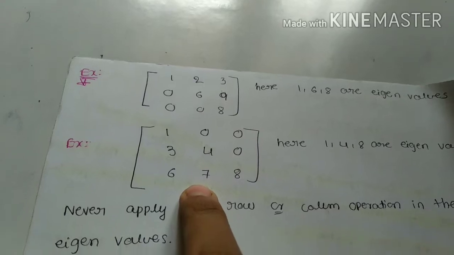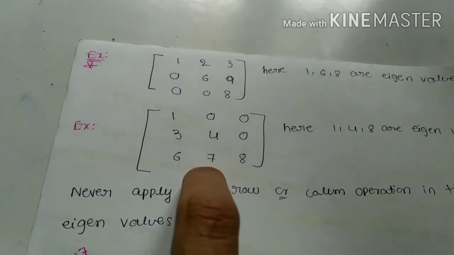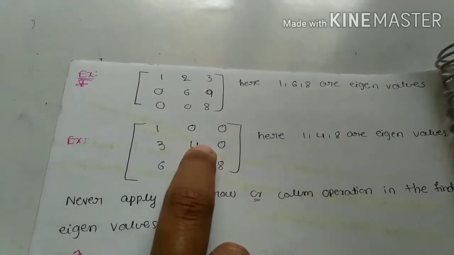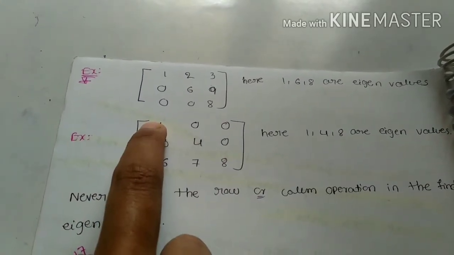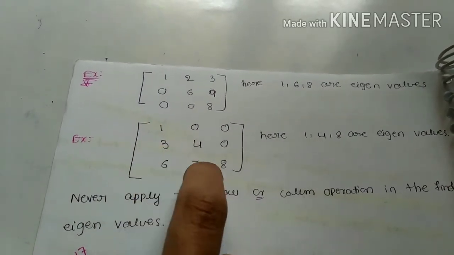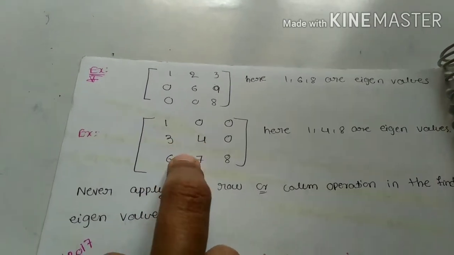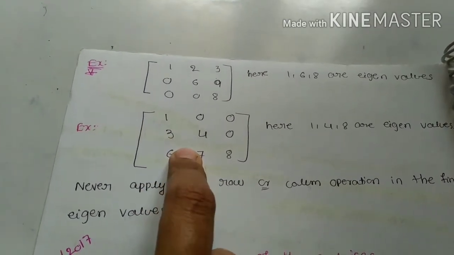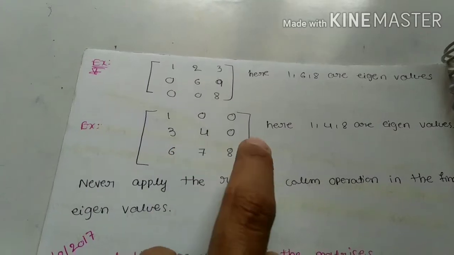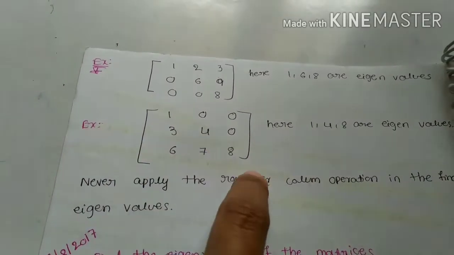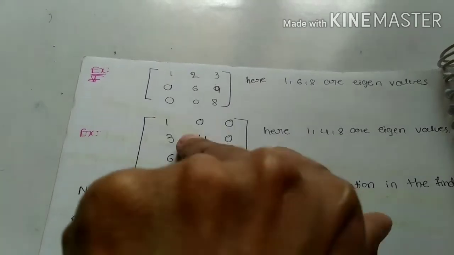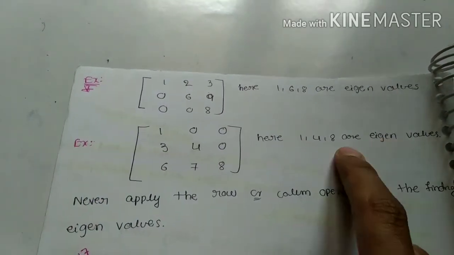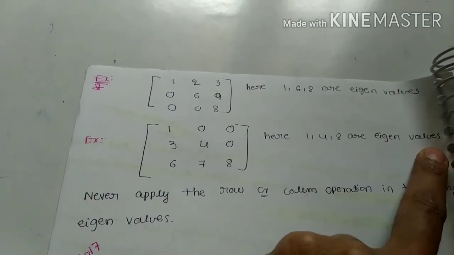This is the example for lower triangular. 1, 4, 8, these all are in the principal diagonal elements. Here elements are present below the diagonal elements, therefore this is the lower triangular matrix. Therefore here 1, 4, 8 are the principal diagonal elements, and these all are the eigen values.